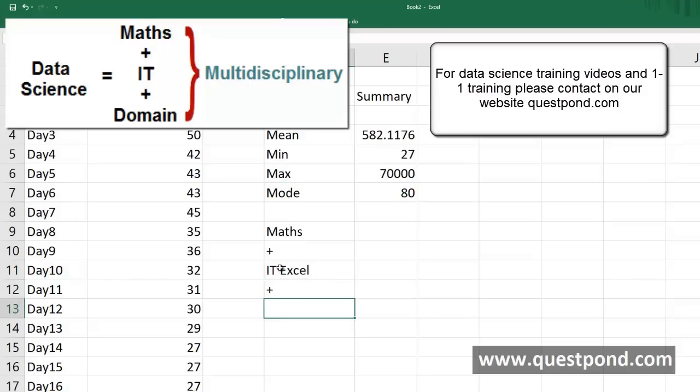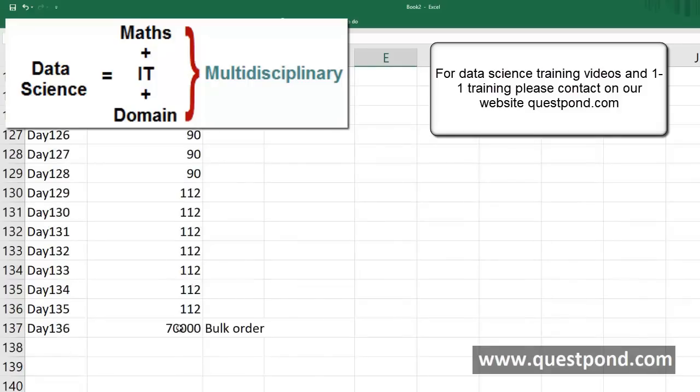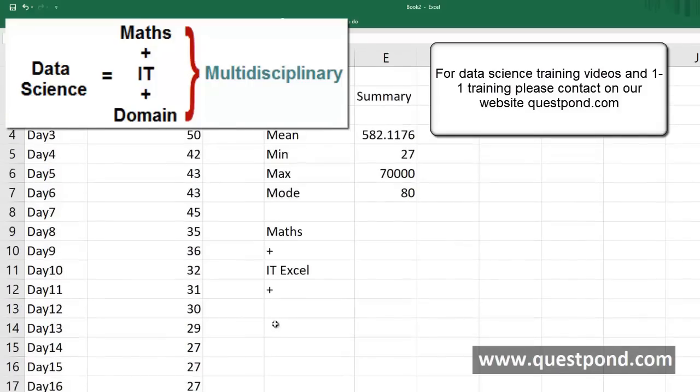And the most important thing here is domain knowledge. When I saw this 70,000 max value, my mind just went down, and I was able to figure out that this must be due to some kind of bulk order. Because I had the domain knowledge of retail, or of selling, I was able to figure out why this difference was.